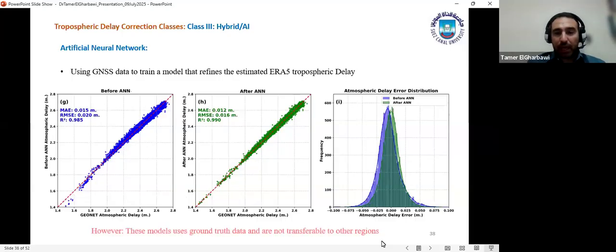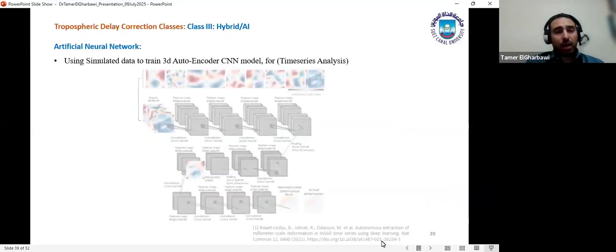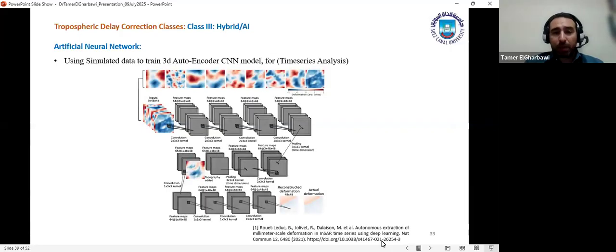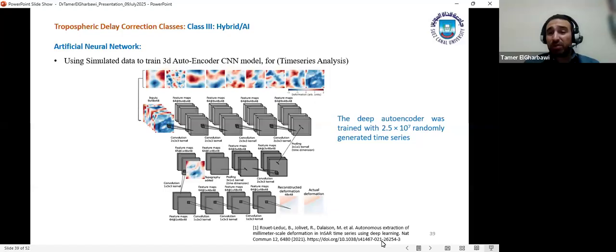It's not like convolution. However, it is only used for the local region that it was trained on, and if it was transferred or applied to another region, the result is not predictable. And this is another paper that was published. It was very exciting. For this kind of model, they used a 3D autoencoder to correct the atmospheric delay using a very small time series, nearly 9 interferograms. But they used nearly 25 million series in order to train this model.